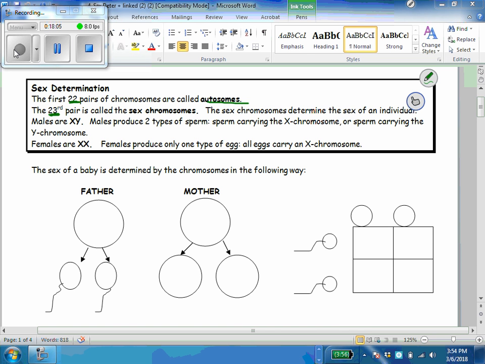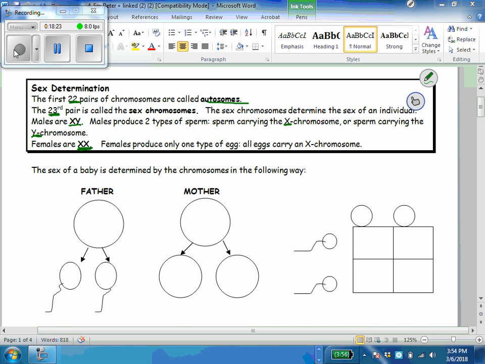And we know from previous studies that males are XY, meaning that the sperm are either going to carry an X chromosome or they're going to carry a Y chromosome, and that females are XX, meaning that it doesn't matter what type of egg they produce, they're always going to contain an X chromosome.